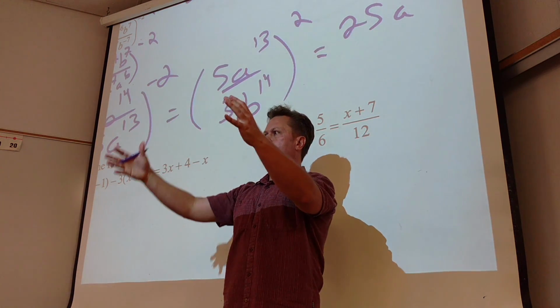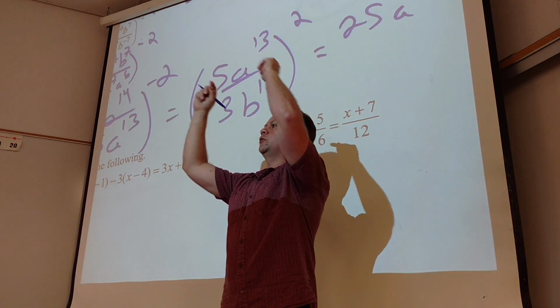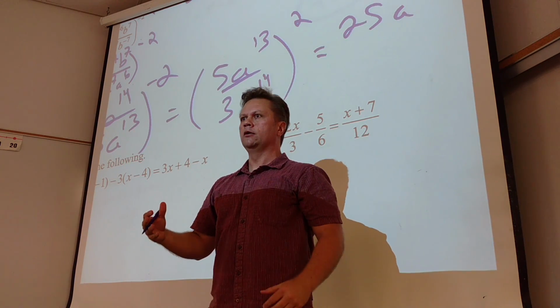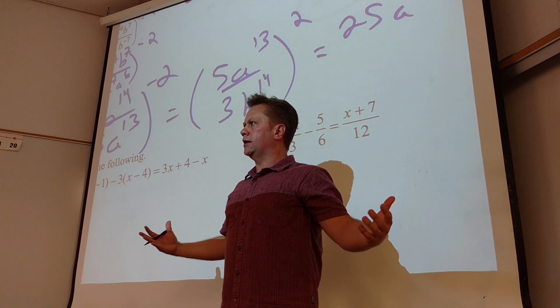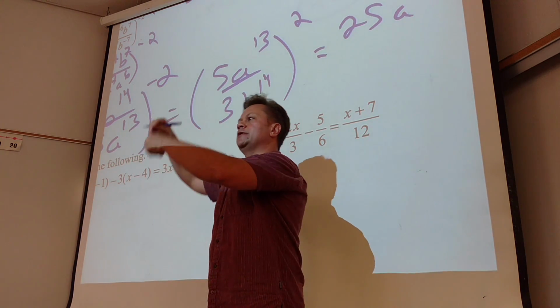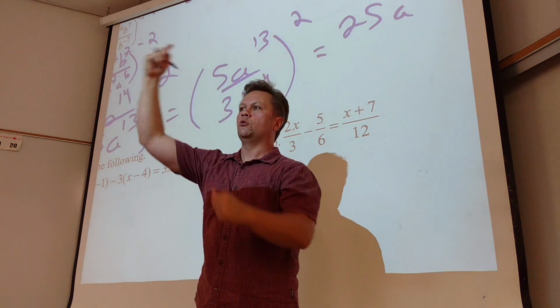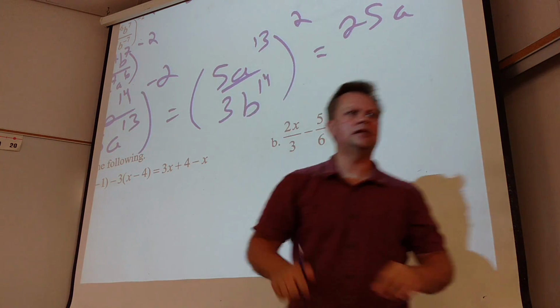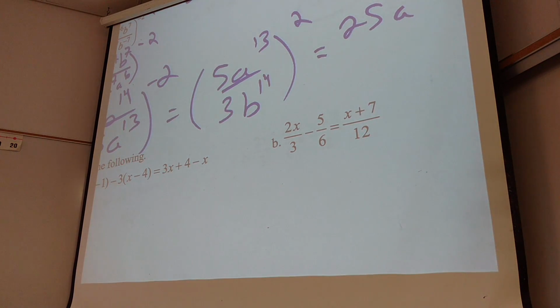What's A13 times A13? A to the 26. So you multiply powers when you raise something with a power to a power. There is no 13 to become 169. It's not 13 times 13. It's A13 times A13, which is A26. Do you guys see that? I really want this to make sense.